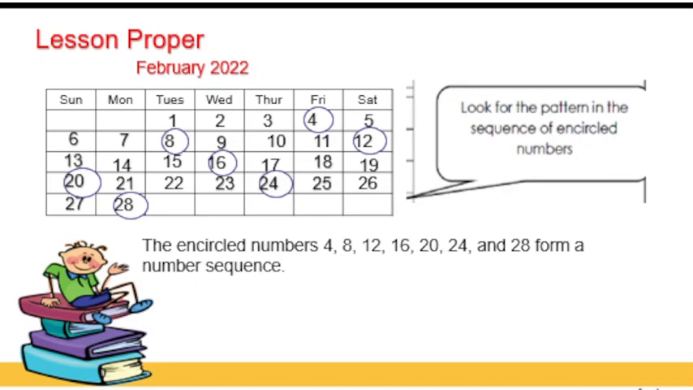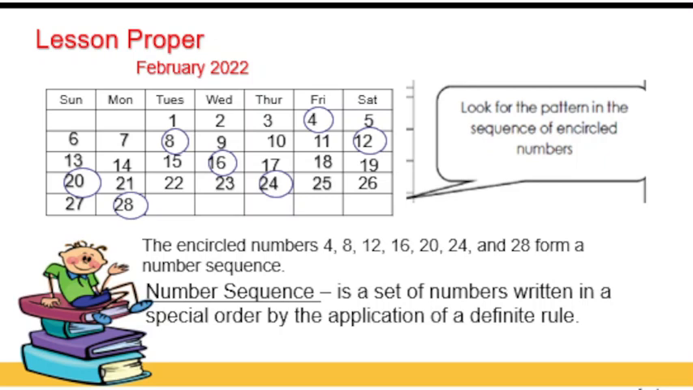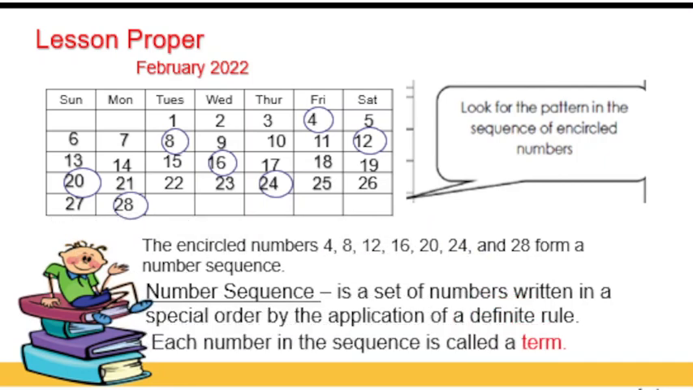And what is a number sequence? A number sequence is a set of numbers written in special order by application of a definite rule. And each number is called a term.